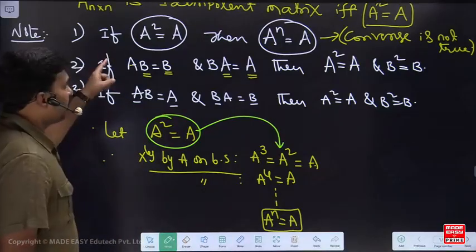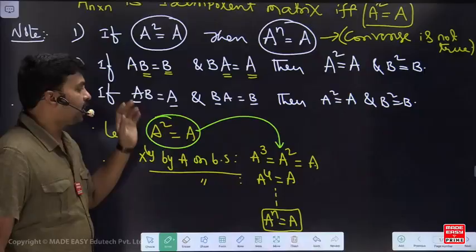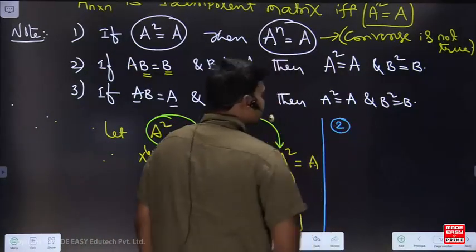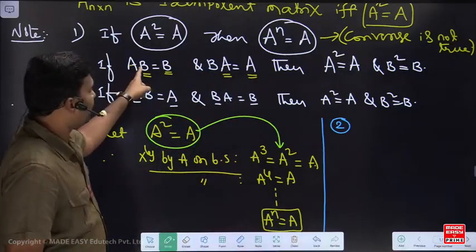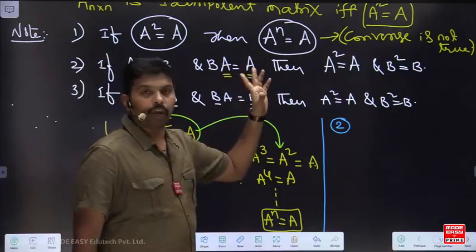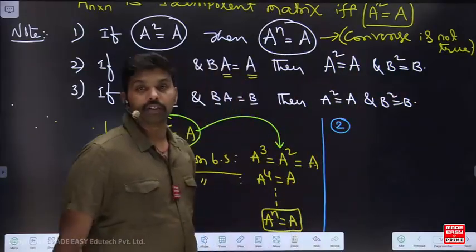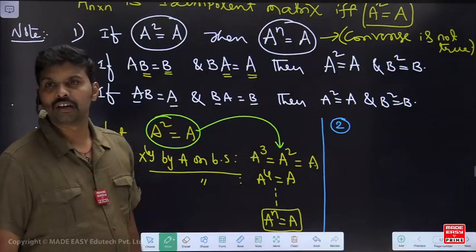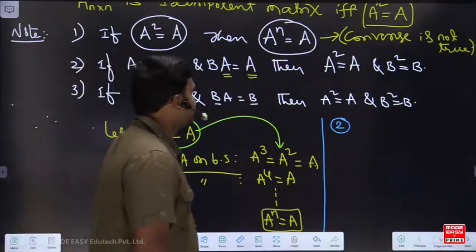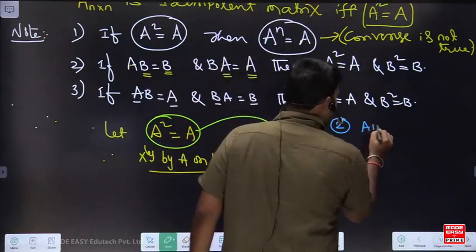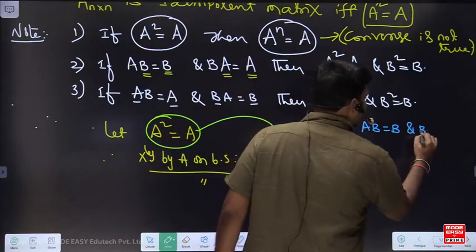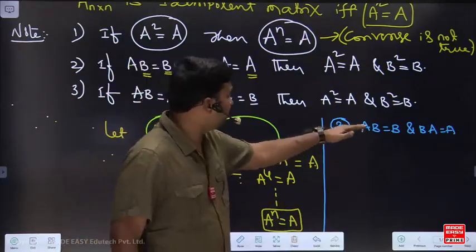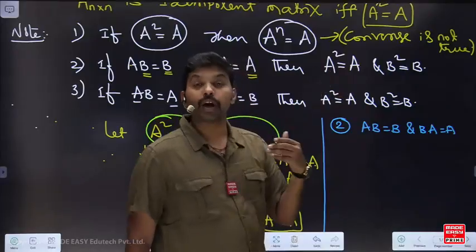Similarly, in a similar case, we can prove the second one also. Okay, let me take the second one, dear. Now, let us take the second one. In the second one, if AB is equal to B and BA is equal to A, then A square is equal to A and B square is equal to B here. Yes, it is the first slide, Anishka. Right. Second one, if you see, AB is equal to B and BA is equal to A. Under these conditions, we can prove that A square is equal to A.